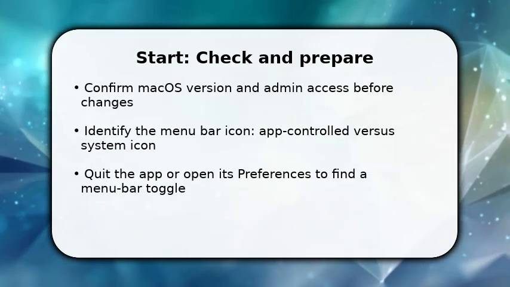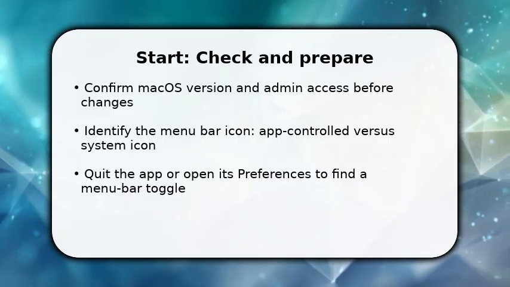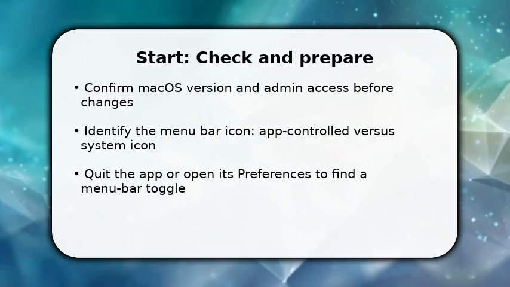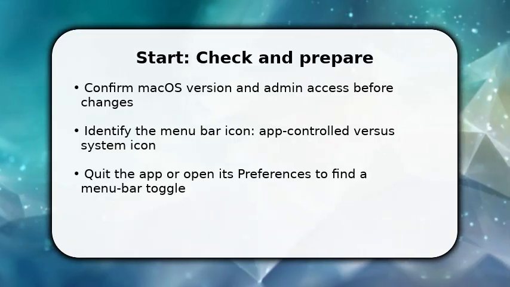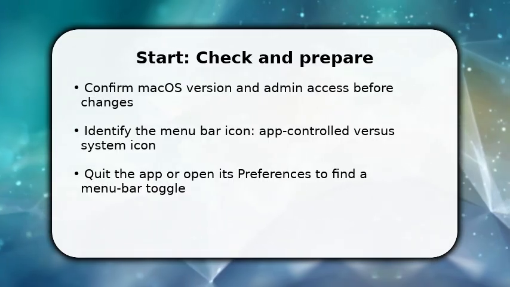Enjoy the video. You'll begin by confirming you have admin access and noting whether the icon is from an app or the system. Once done, quit the app and open its preferences. Many apps provide a Show in Menu Bar toggle you can uncheck. If that option exists, turn it off, then restart the app to confirm removal.